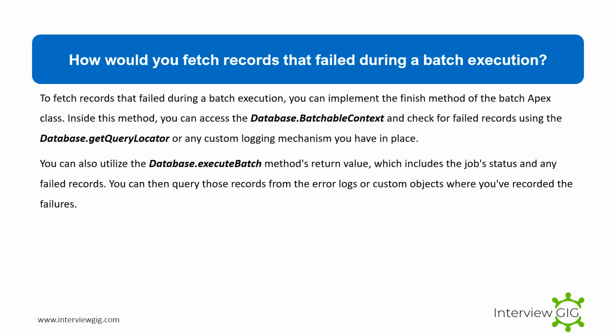How would you fetch records that failed during a batch execution? To fetch records that failed during a batch execution, you can implement the finish method of the batch Apex class. Inside this method, you can access the Database.BatchableContext and check for failed records using the Database.getQueryLocator or any custom logging mechanism you have in place. You can also utilize the Database.executeBatch method's return value, which includes the job status and any failed records. You can then query those records from the error logs or custom objects where you've recorded the failures.